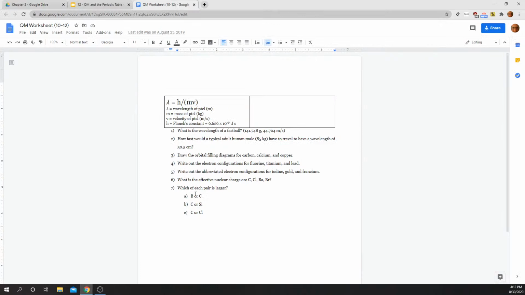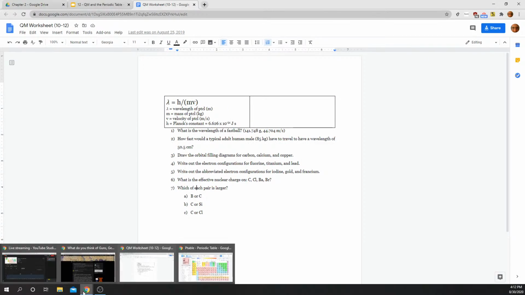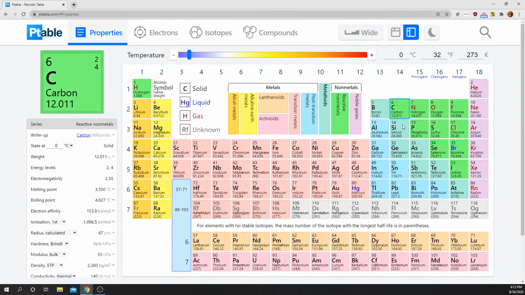All right. Next up, carbon versus silicon. Silicon is right below carbon. So every step you take down is a step to a higher energy level. I know that's going to be confusing, but a step down is a step out. So silicon is bigger than carbon. 3rd energy level versus 2nd energy level. The electron's just that much further away from the nucleus.